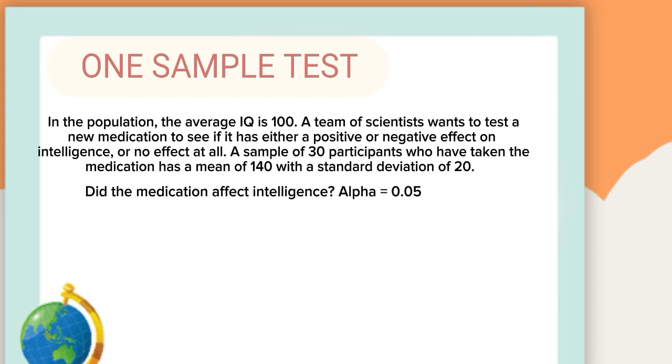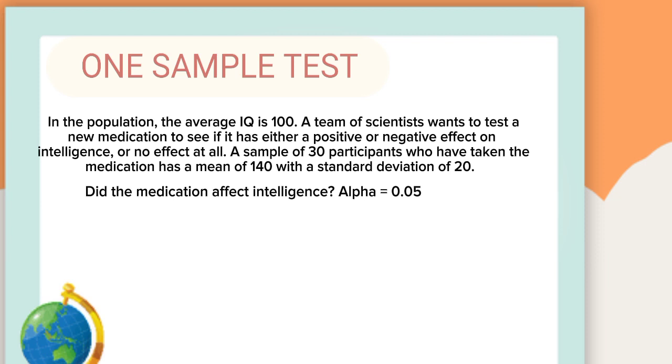In the population, the average IQ is 100. A team of scientists wants to test a new medication to see if it has either a positive or negative effect on intelligence, or no effect at all. A sample of 30 participants who have taken the medication has a mean of 140 with a standard deviation of 20. Did the medication affect intelligence? We're going to answer the question using the 7 steps with an alpha level of 0.05.